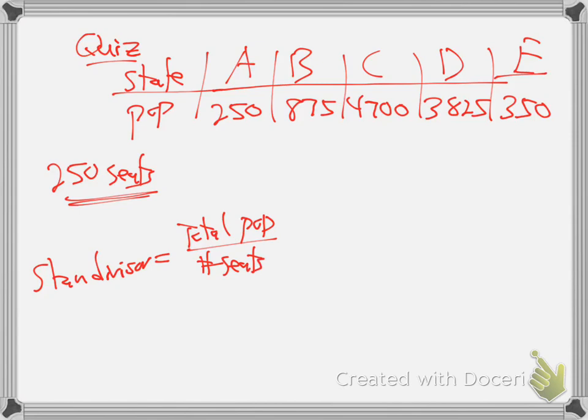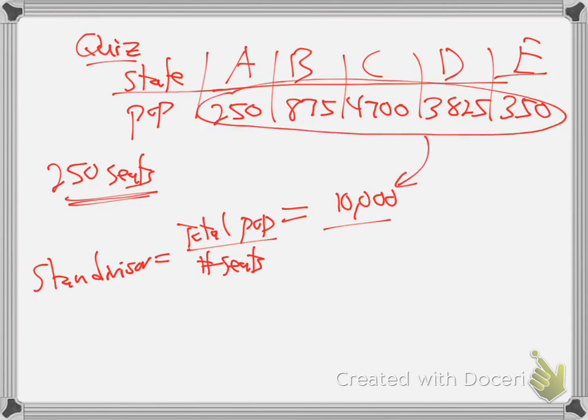So the total population, you've got to add all those up. So I'm going to add those up. 250, 875, 4,700, 3,825, 350. Total. So the total population is what? 10,000? So if I added all these up, I got 10,000.